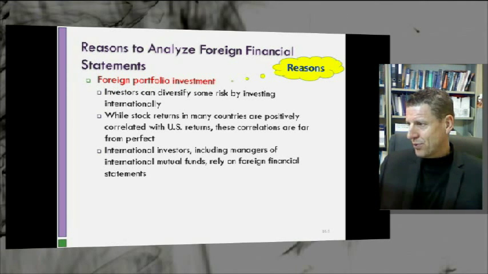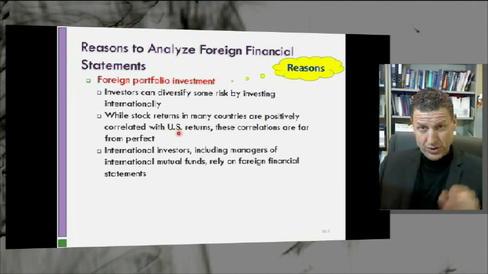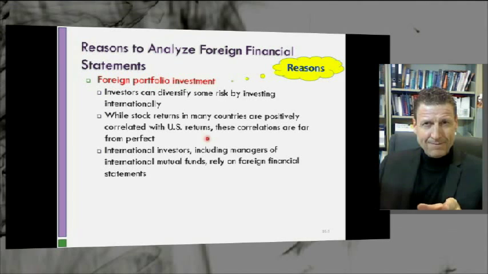Where's our little pointer here? We love our laser pointer here. There we go. We've got our beautiful laser pointer. Stock returns in many countries are positively correlated to US returns, but the correlations are far from perfect.